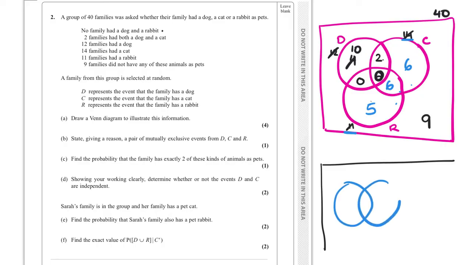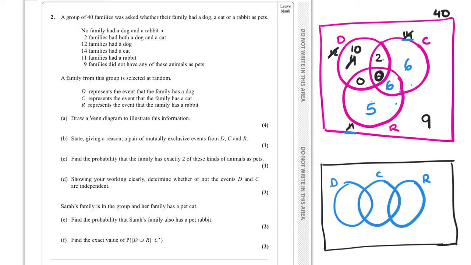like this as well. Okay, where you would have your dog and your rabbit here. And what else would you have? Cat. Okay. So let's try it again on this and make sure it works. 2 families had a dog and a cat. 12 families had a dog. 14 had a cat. And 11 had a rabbit. 9 on the outside.